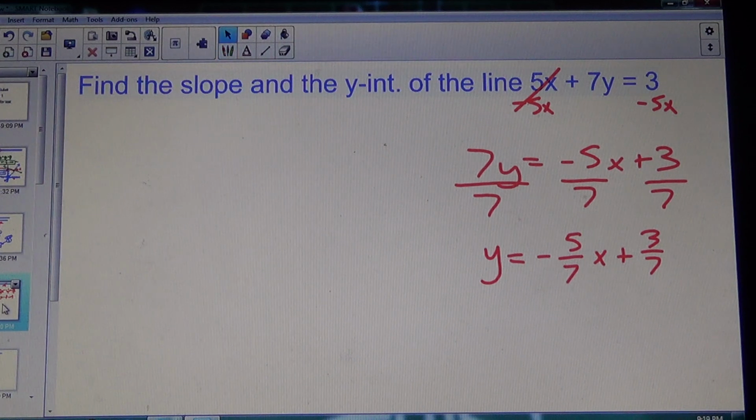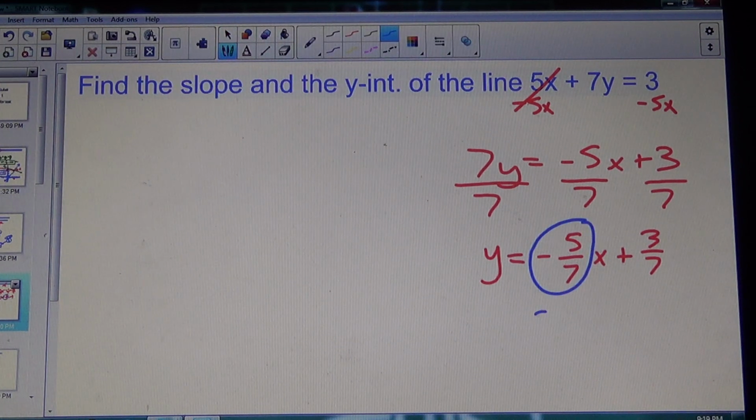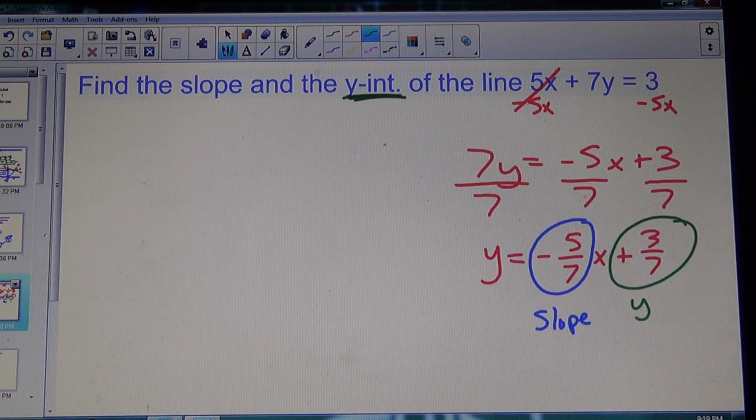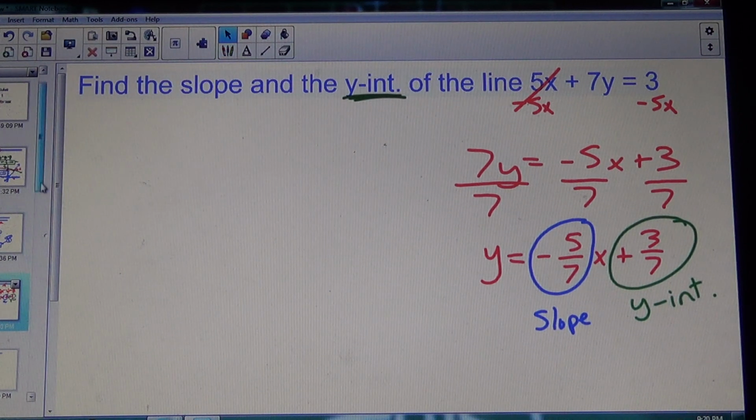And now the question was find the slope. Well, there it is. Slope, label it, and then it says find the y-intercept. Well, there it is, the y-intercept. Boom. Alright, next one.